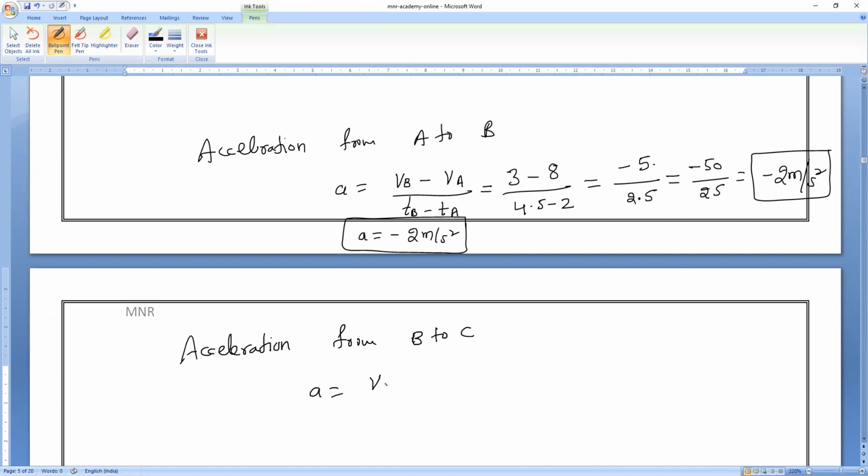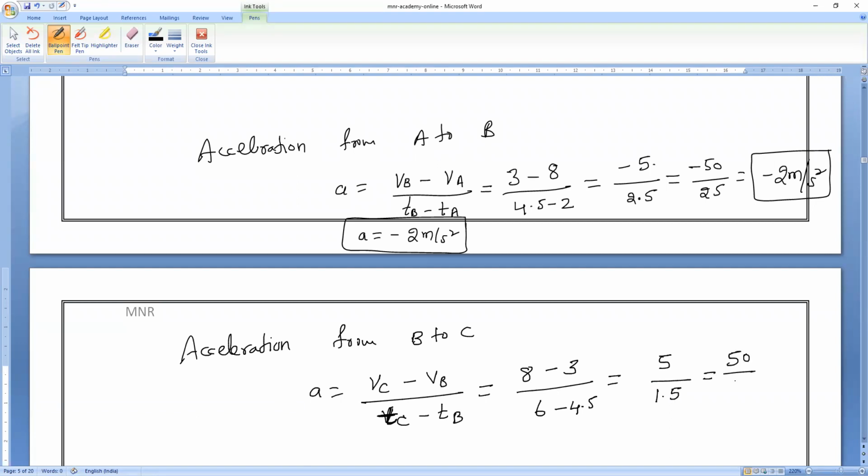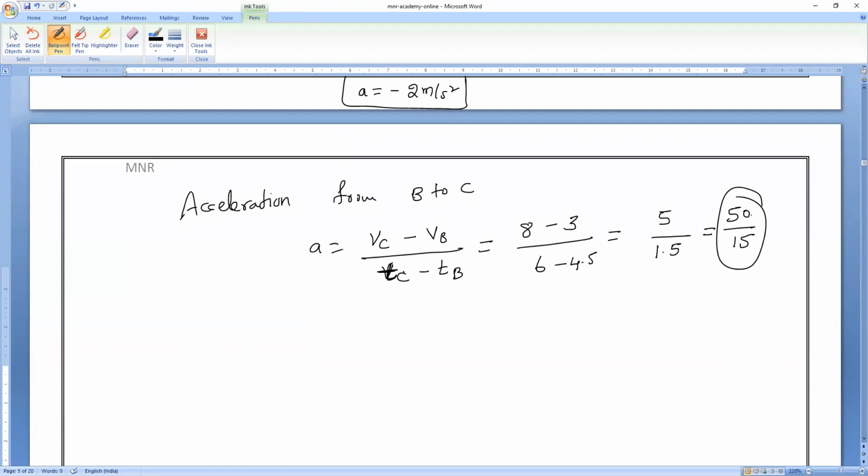A is equal to final velocity minus initial velocity divided by final time minus initial time, that is TC minus TB. VC equals 8 minus initial velocity 3, divided by final time 6 minus initial time 4.5. That is 8 minus 3, 5, divided by 6 minus 4.5, which is 1.5. So it is 50 divided by 15. Can I write it? Next, 5 and 3, so 10 by 3 will come. 5 threes are 15, 5 tens are 50.